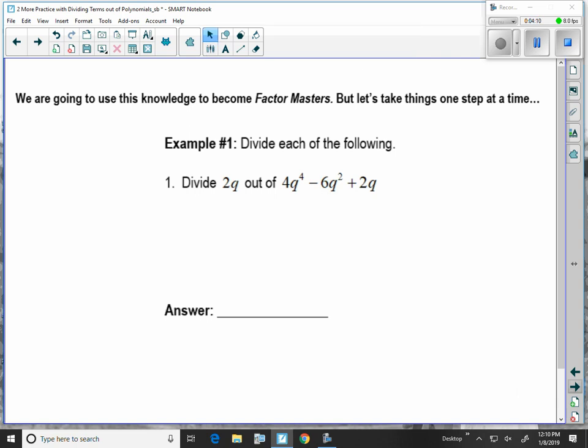Okay, so here it says we're going to become factor masters. By the end of this unit, you will be a factor master. But we're going to take things one step at a time. First, we're going to divide 2q out of our expression. Here's what that looks like. We take each term and we divide it by 2q. Go ahead and divide each term by 2q.